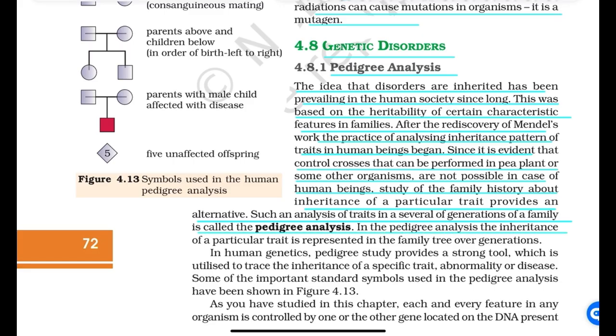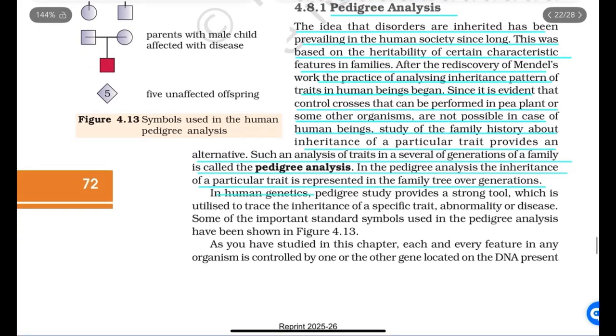In the pedigree analysis, the inheritance of a particular trait is represented in the family tree over generations. In human genetics, pedigree study provides a strong tool which is utilized to trace the inheritance of a specific trait, abnormality, or disease. Some of the important standard symbols used in pedigree analysis have been shown in figure 4.13.